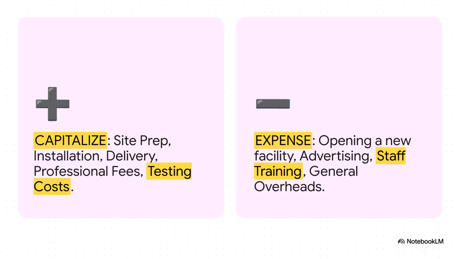And check this out. This is what it looks like in practice. On the left, you have the must-haves, the essentials to get the asset ready. Think of it as the setup crew. On the right, you have the costs of using the asset. We're talking launch parties, ads, staff training. The exam loves to mix these two columns up, so get this picture burned into your brain.